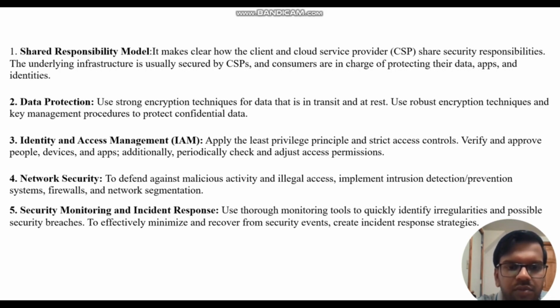When we talk about the shared responsibility model, it defines clearly the role of the client and the service provider. In data protection, we use strong encryption techniques to protect the confidentiality of the data. In identity and access management, we apply different security principles and strict access control, like multi-factor authentication. In network security, to defend against malicious activity and illegal access, we apply firewalls and network segmentation. When we talk about security monitoring and incident response, we use different monitoring tools to quickly identify irregularities and possible security breaches.